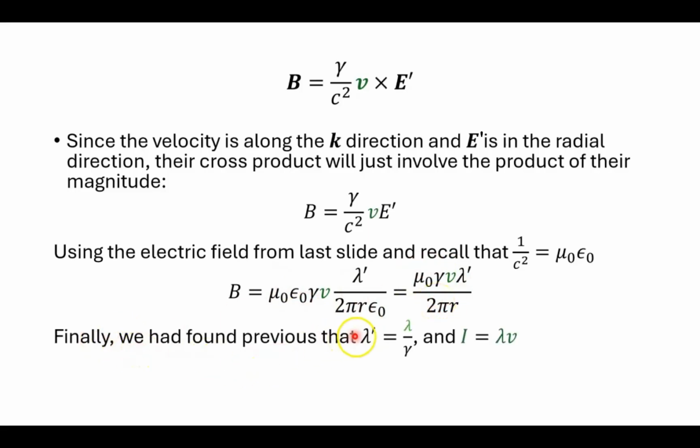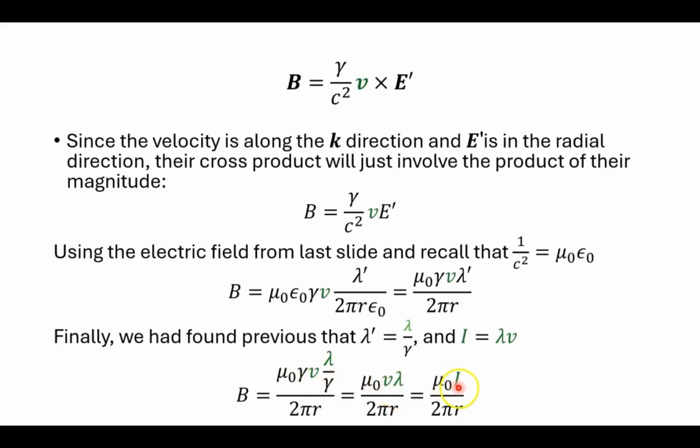Finally, we have found previously from length contraction that the contracted charge density is the original charge density divided by the Lorentz factor. And also the current is just the product of the charge density times the velocity of a single charge. Now we substitute everything in. This is the contracted charge density, and the gamma will cancel out, giving us this. And these two things combined together will give us the current. So we have found the standard formula of the magnetic field around a long, straight current carrying wire.